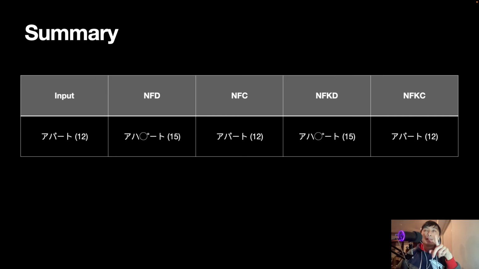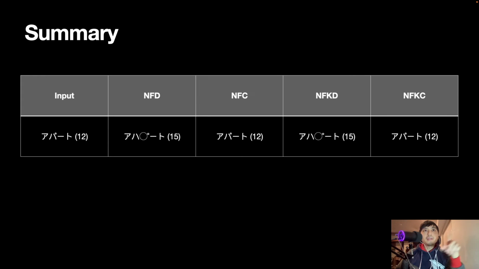Okay, so if we apply NFD, it becomes full width kana, but we decompose it so that the pa becomes 2 characters, right? Ha and then the voicing symbol, and the length of the string also becomes 15 instead of 12. NFC, basically we apply canonical composition, so it will remain the same.